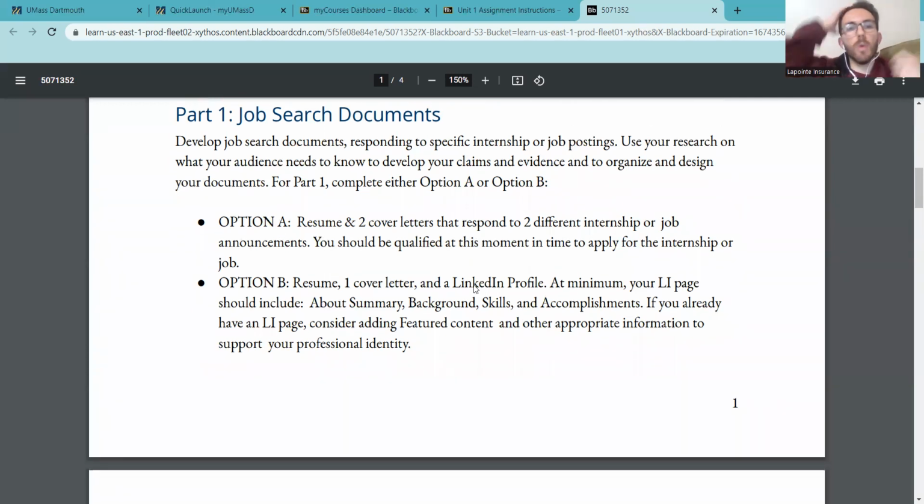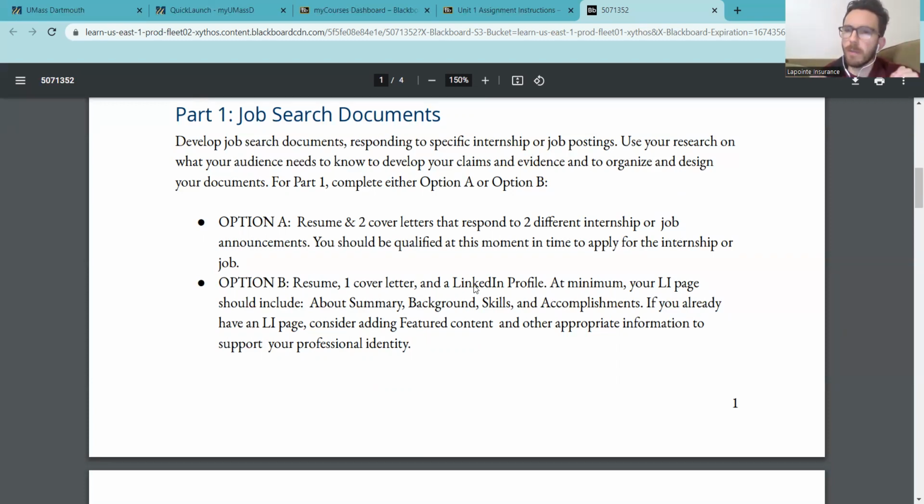Version two is that you create one resume tailored to one job, one cover letter tailored to one job, probably the same job, and then a LinkedIn profile that addresses the needs or values of your given profession. Many of you may have some of these job documents already, or you might have used some of these in the past. For this assignment, you're welcome to repurpose those, but just know that you're going to be expected to explain how these documents meet the needs of a specific job advertisement and address the needs and values of your given field. Okay?